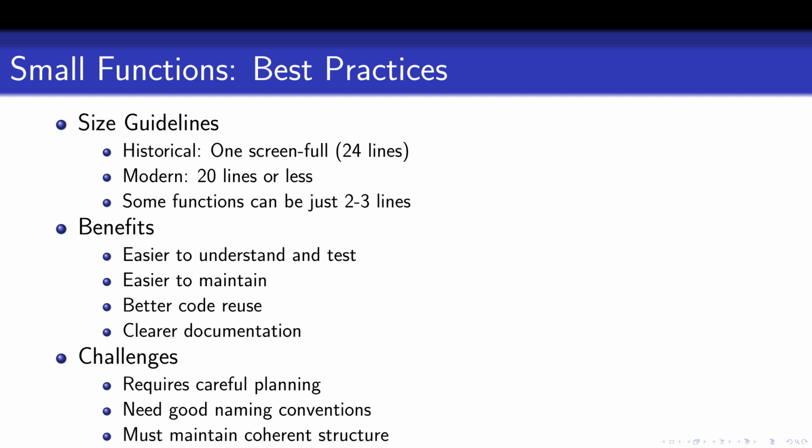Small functions are where it's at, and this slide lays out the best practices. Historically, a function fit on one screen, about 24 lines, but today we aim for 20 or less, sometimes even 2 or 3 lines. Why? They're easier to understand, test, maintain, and reuse. Plus, they document themselves better. The catch is it takes planning, solid naming, and a coherent structure to pull off. Think of it as writing haikus instead of epic poems, short, sweet, and powerful.